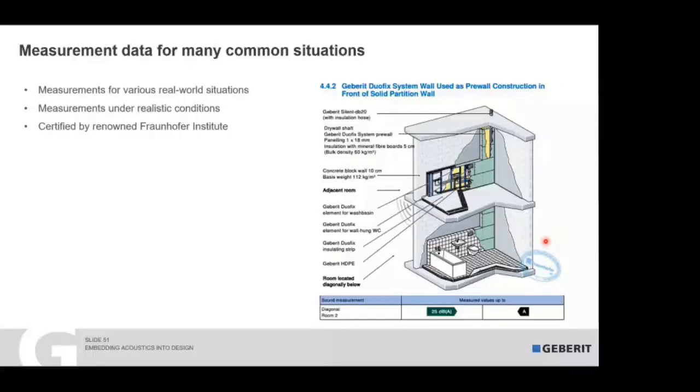So what we do, measurement data, we have many measurement data for many common situations, for various real-world situations under realistic conditions, and you see you have it certified also by Fraunhofer certification. This, for example, is one build up with our Duofix system, which I showed you yesterday shortly, and here, as I said, of course, a bit more expensive, but also you will get better values out of this.